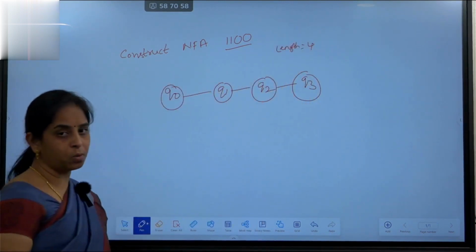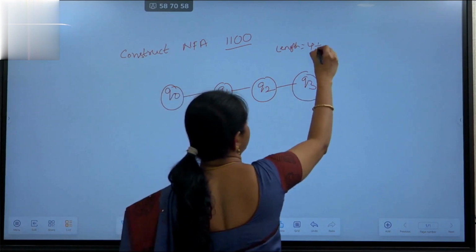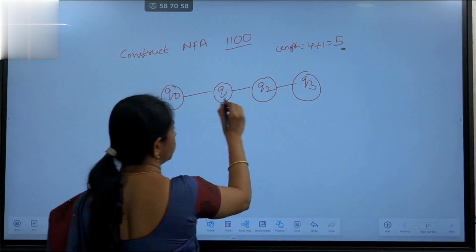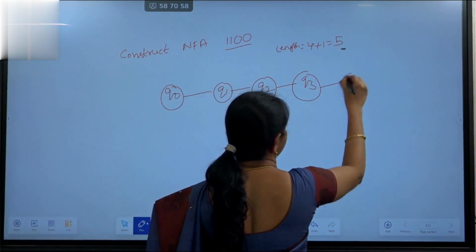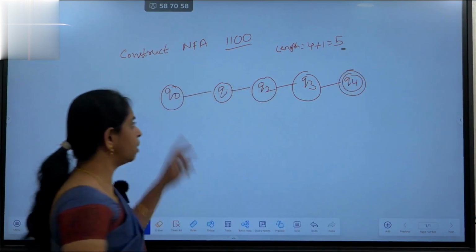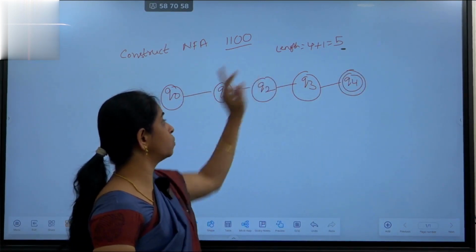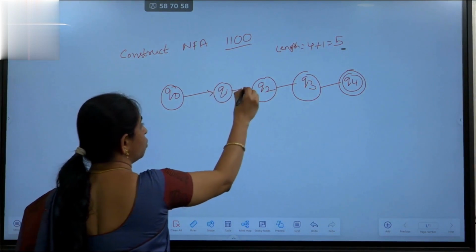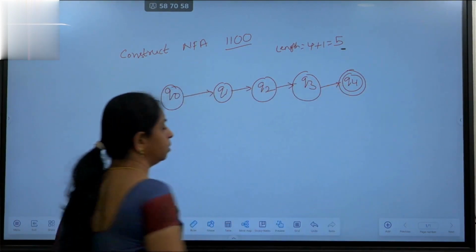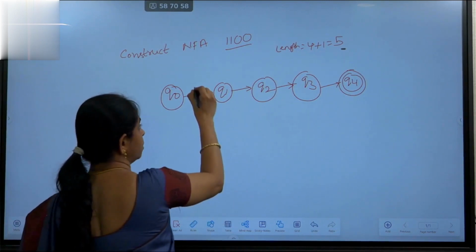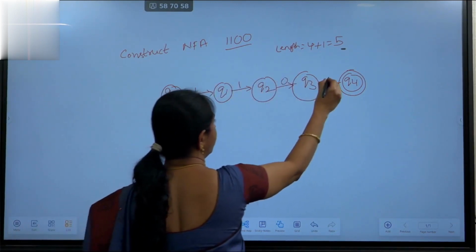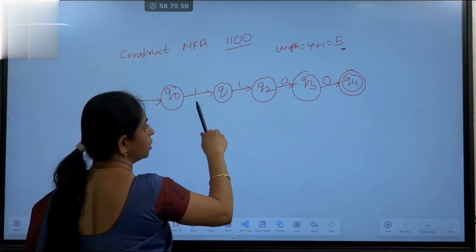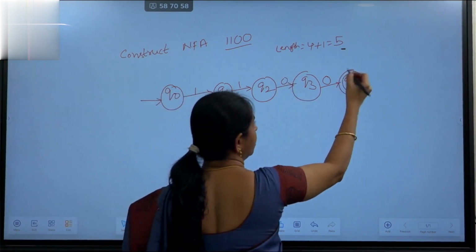The number of states that we have to take is 4 plus 1, that is, the total states is 5: Q0, Q1, Q2, Q3 and Q4, where Q4 is the final state. So the number of states is the length of the string plus 1. The length of the string is 4, and 4 plus 1 is 5. Now the given condition is double one followed by double zero. Q0 is the initial state, and we start from the double one followed by double zero, and that ends at the end state.